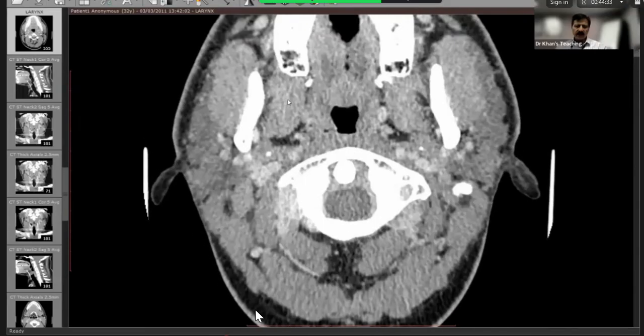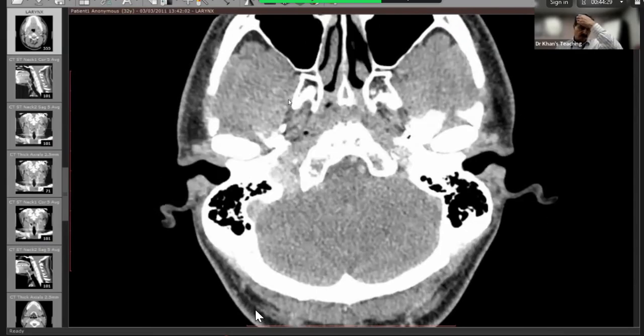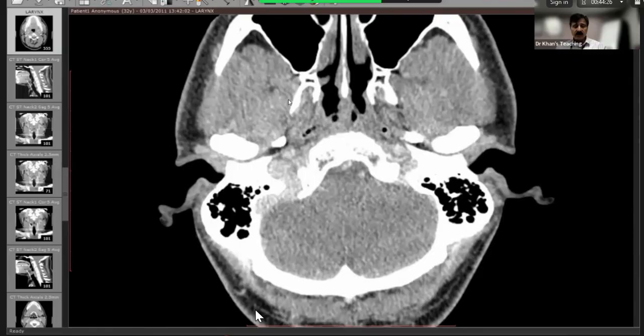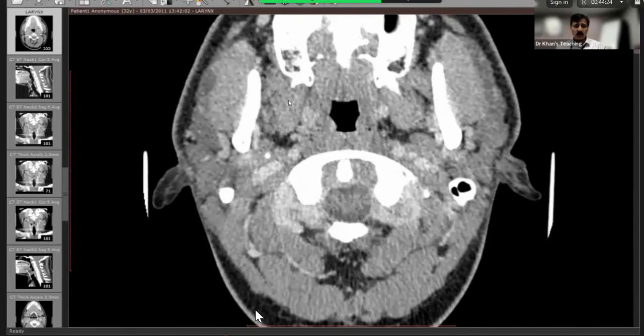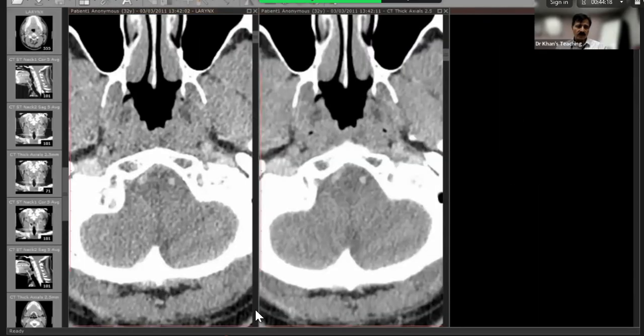So we have done a two-phase CT scan in this case, and we will just quickly go through. Let me just, one second, put a sagittal here also.